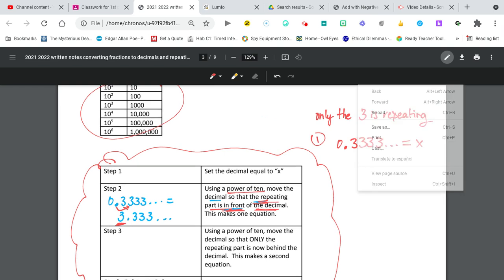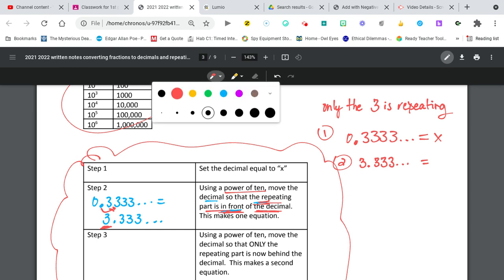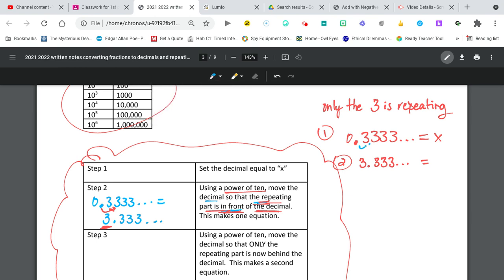So please, please, please pay attention. Okay, this is the second thing. So I'm going to rewrite this so it looks like this. Okay? So now the repeating part has gone from here. The decimal has gone from here to here. Basically, you just slid it over 1, okay? Which means that you had to multiply by 10.